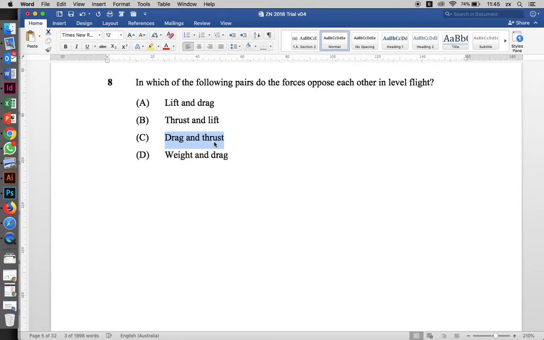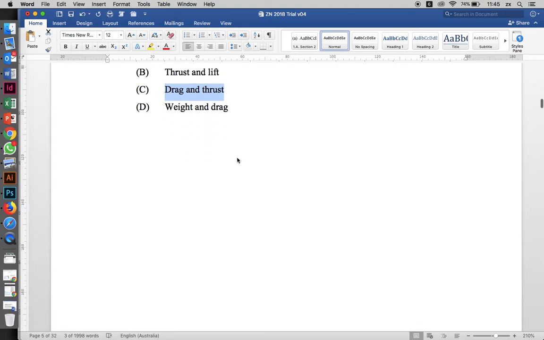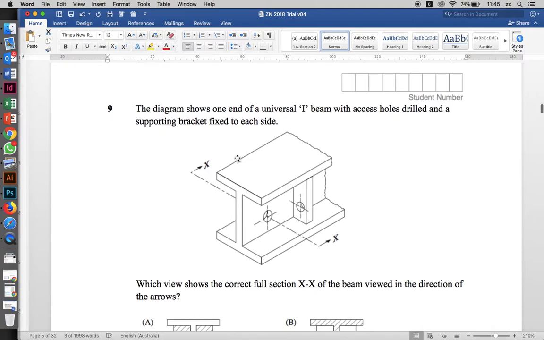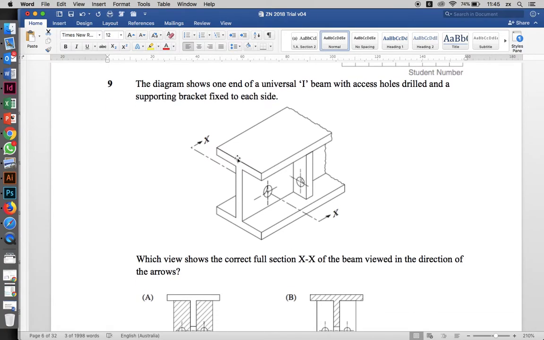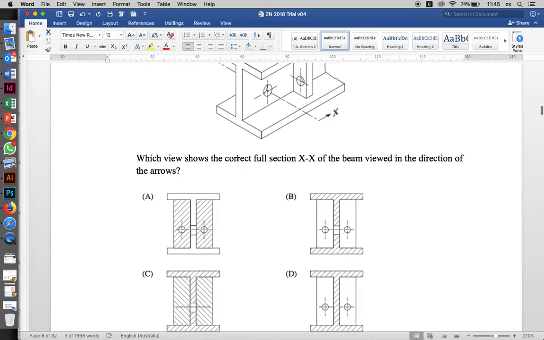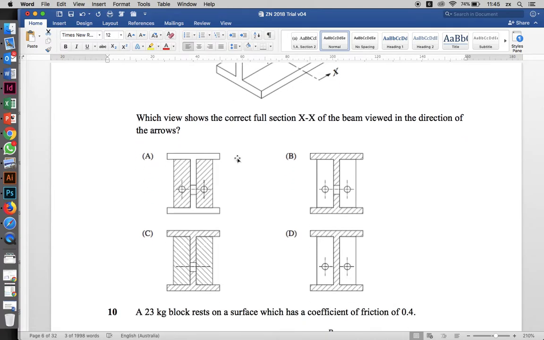Weight and drag, they're perpendicular to each other, so they're not opposing. Okay. The diagram shows a universal I-beam with access holes drilled and a supporting bracket fixed to each side. Which view shows the correct section of the beam shown in the direction of the arrows?